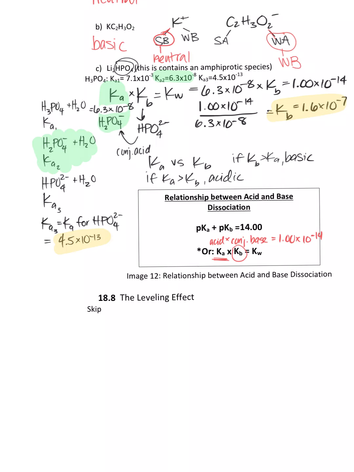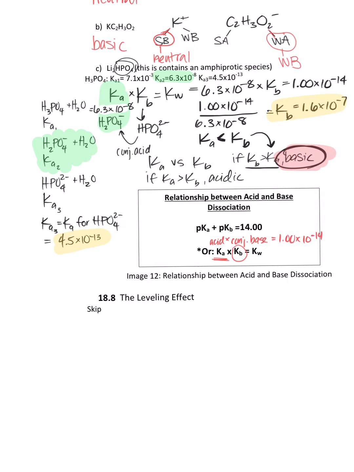The Ka that I'm going to compare that to is right here. What we want to decide is whether Ka or Kb is greater. It looks like Kb is greater. So we said below here, if Kb is greater than Ka, we have a basic solution. That is your final answer, because the lithium doesn't have any impact on the pH of the solution. It's totally neutral, but hydrogen phosphate is mostly basic since the Kb is greater than the Ka. Therefore, you have a basic solution.